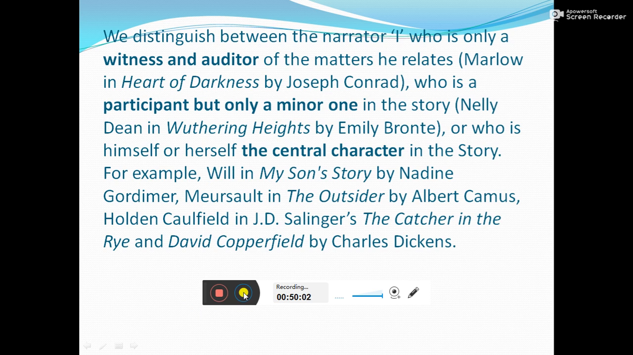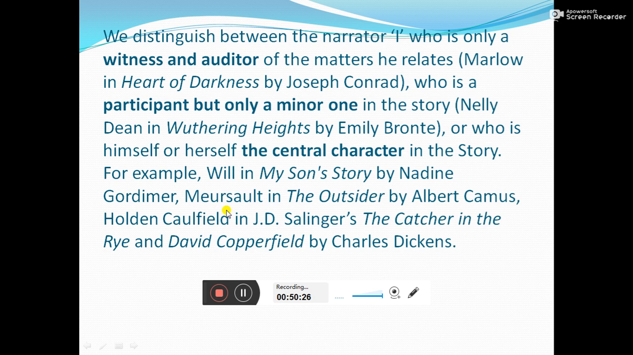Or the first person narrator can himself or herself be the central character in the story, that is, the protagonist of the story. For example, Will in Mason's story by Nadine Gordimer, Mersault in The Outsider by Albert Camus.